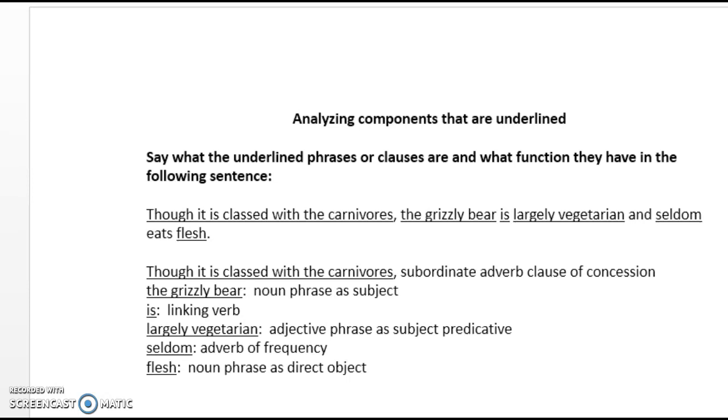And here we have, though it is classed with the carnivores, is a subordinate adverb clause of concession. The grizzly bear is a noun phrase as subject. Is a linking verb. Largely vegetarian is an adjective phrase which is functioning as a subject predicative. Seldom is an adverb of frequency, and flesh is a noun phrase as a direct object.